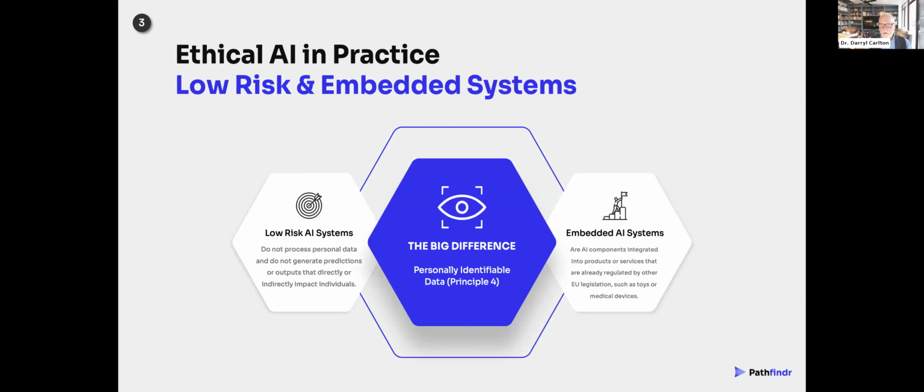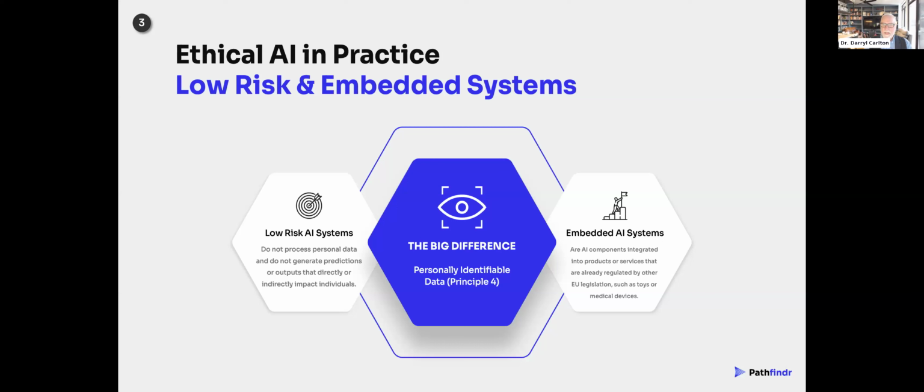The final category is low risk and embedded systems. And the difference with low risk and embedded systems to high risk systems is generally they don't engage with personally identifiable data. Now, you will know this when you're using things like ChatGPT or Claude. When you're just interfacing with ChatGPT, you're not usually putting in any information that identifies who you are. You'll be asking it questions, you'll be soliciting information, you might be getting it to rewrite documents for you or to read documents and summarize them, but you're not putting in any personally identifiable data. And the same is true with many embedded systems.